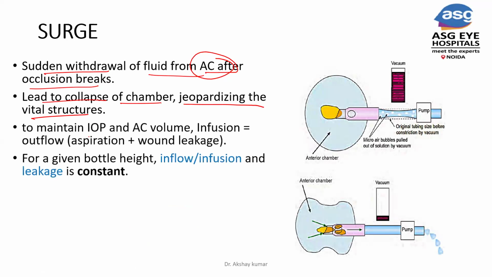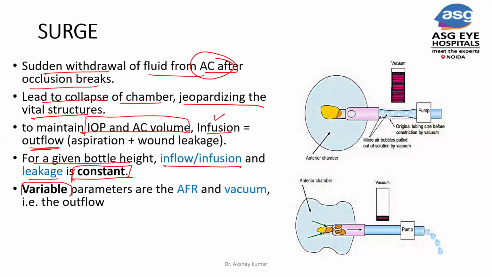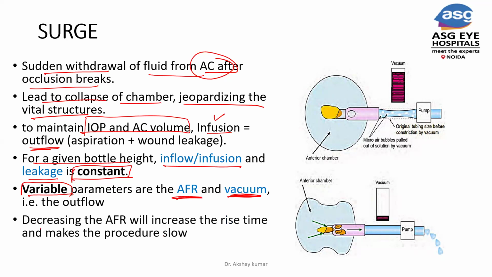So to maintain the IOP and anterior chamber volume, you need to equalize the infusion and the outflow. For a given bottle height, inflow or infusion and leakage is the constant, and variable parameters include the aspiration flow rate and vacuum, which you can control in most of the machines. Decreasing the aspiration flow rate will increase the rise time and makes the procedure slow.